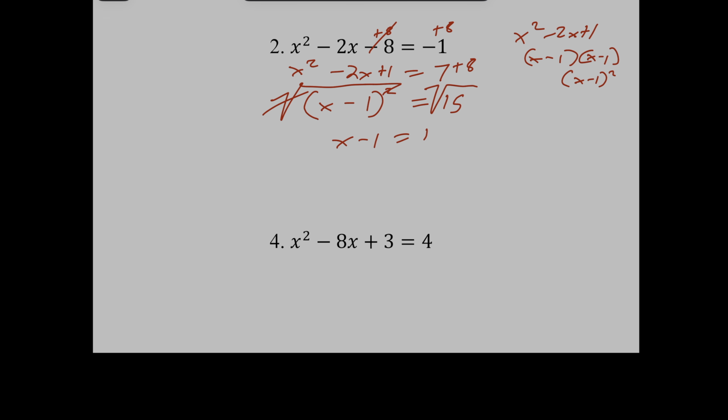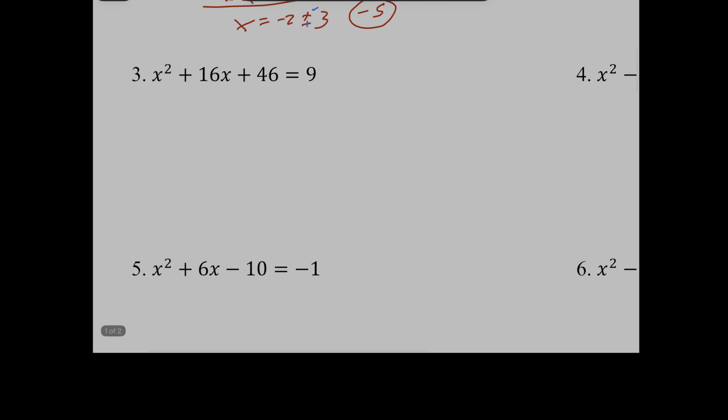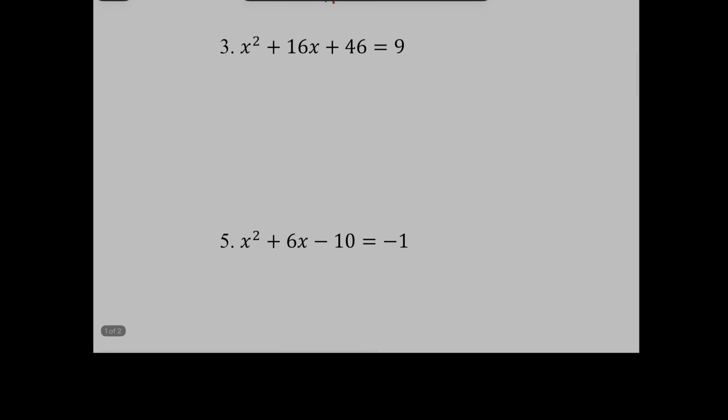x minus 1 equals plus or minus root 15. And then I'm going to add 1 to both sides. And when I do that, you write it in front of the plus or minus: 1 plus or minus root 15. And that, my friends, is your final answer. All right, let's keep going. Number 3. Step number 1 is I'm going to just go minus 46, minus 46.